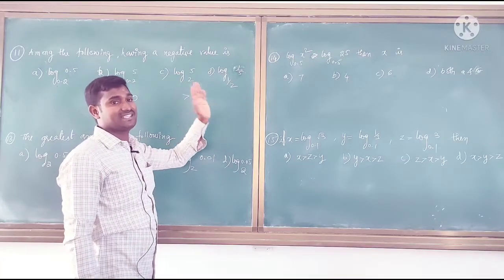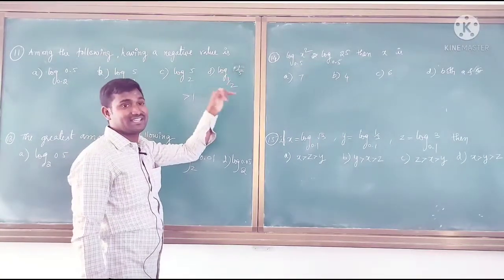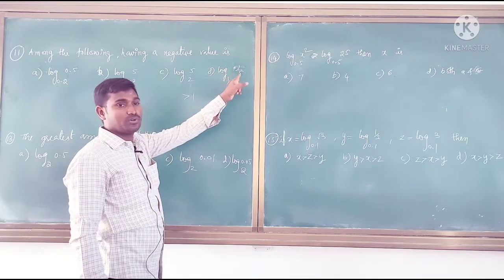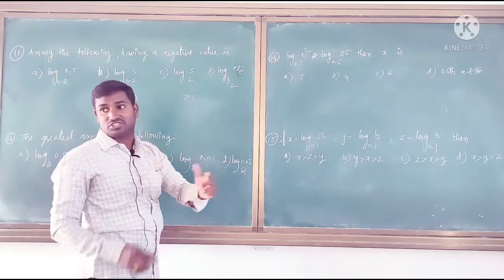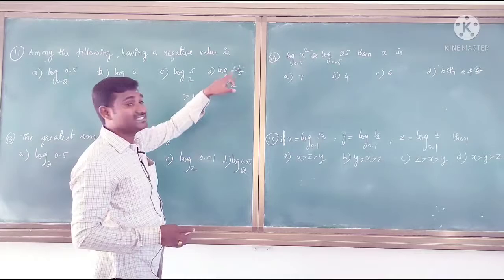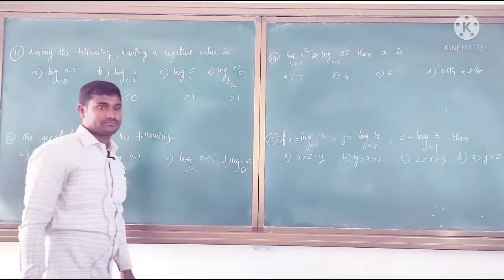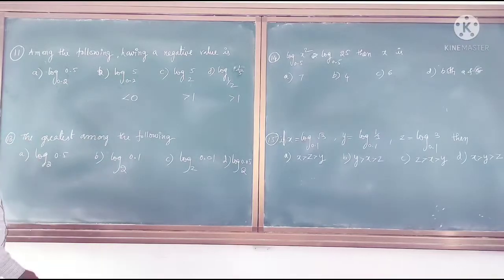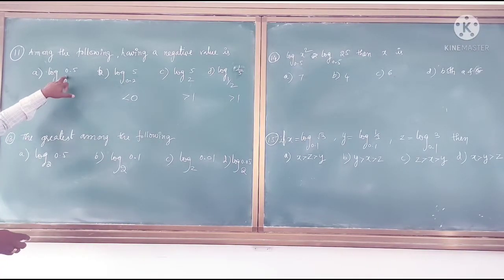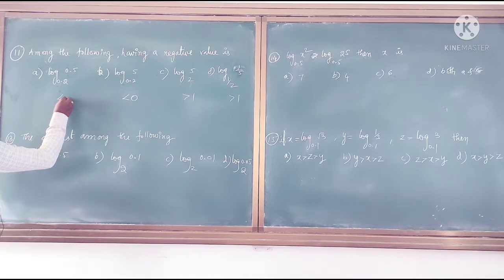If both x and a lie between 0 and 1 and x is less than a, this value will give greater than 1 only. Now, is 0.5 greater or 0.2 greater? 0.5 is greater. Here x is greater than a, that means this value is less than 1.